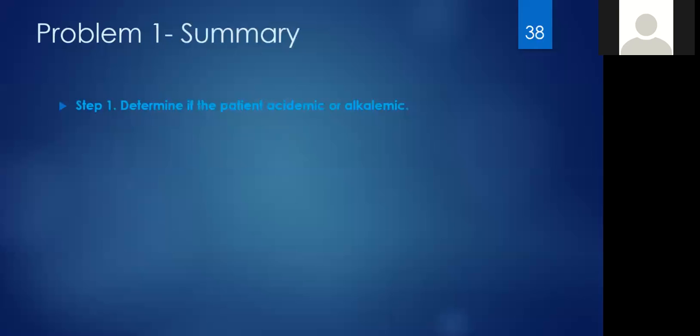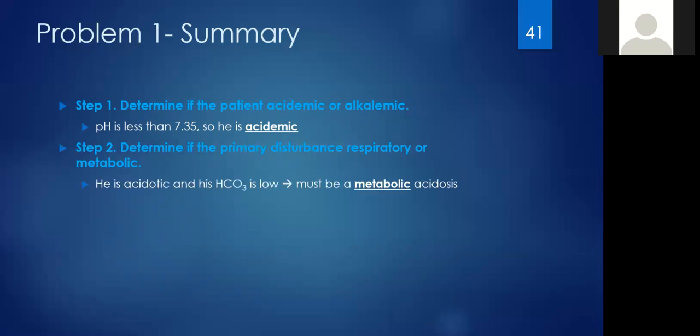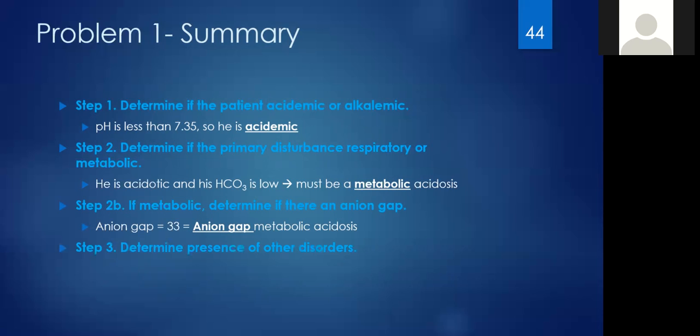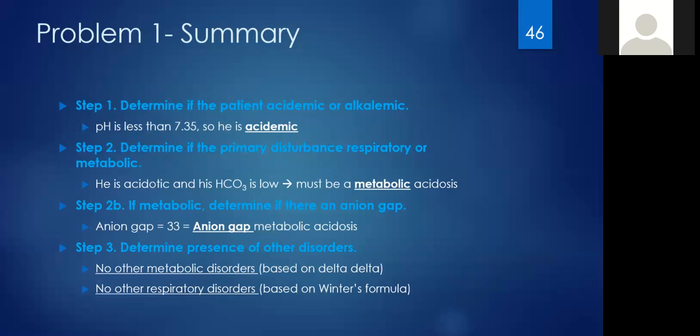Okay, so in summary, step 1, we determined the patient was acidemic. Step 2, based off a low pH and a low bicarb, we determined it's got to be a metabolic acidosis. Since we know that it's metabolic, we had to see if there's a gap. We calculated an anion gap of 33, so we do have an anion gap acidosis. And then our last step is to see if there are other disorders. Through delta delta, we determined there are no other metabolic disorders. And through Winter's formula, we determined there are no other respiratory disorders.